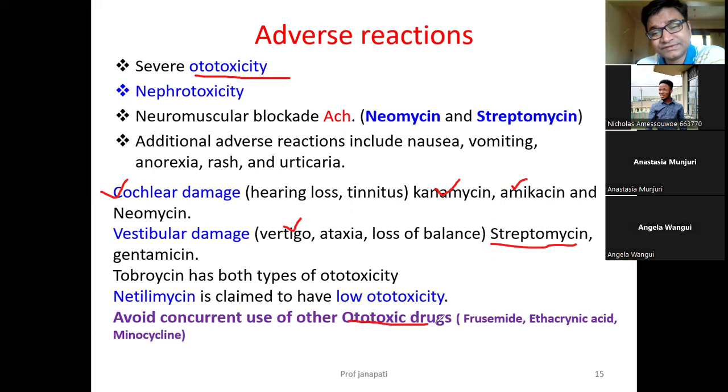You need to avoid giving these drugs together with other drugs which produce nephrotoxicity, such as furosemide. What we are telling is correct. So avoid these other drugs: furosemide, these diuretic drugs, ethacrynic acid, and minocycline. These drugs also produce ototoxicity.